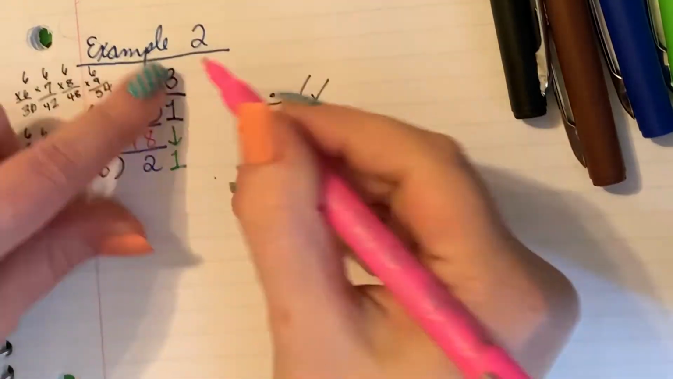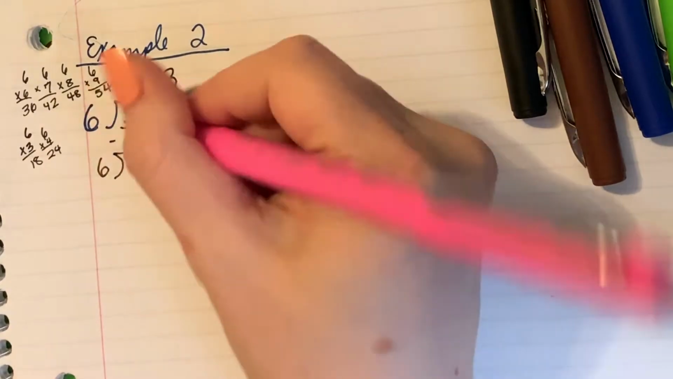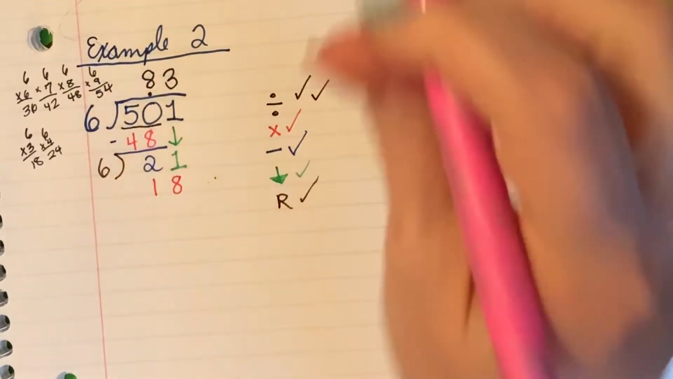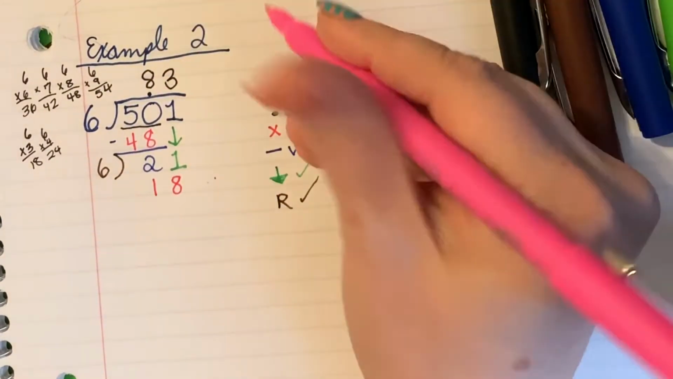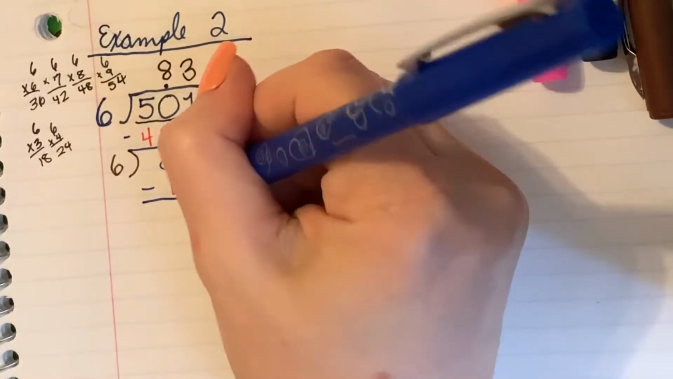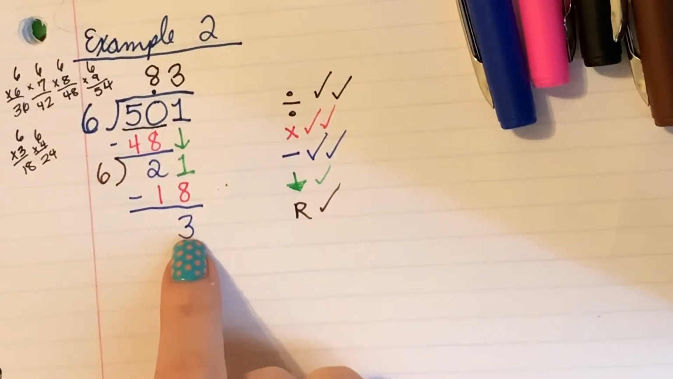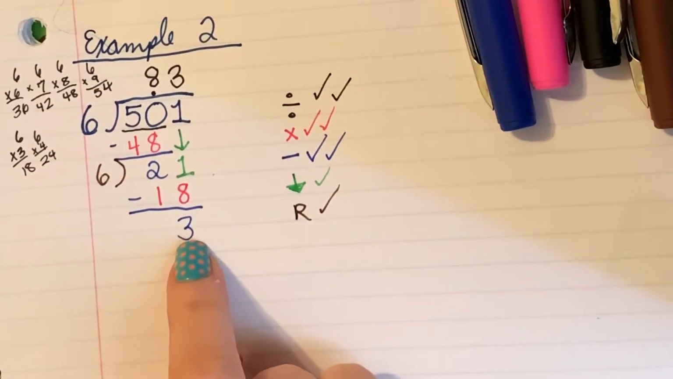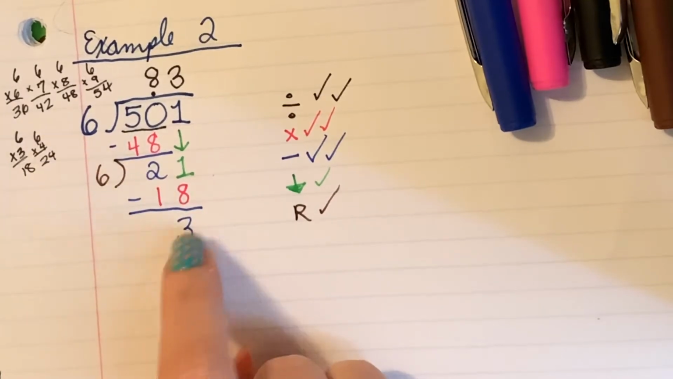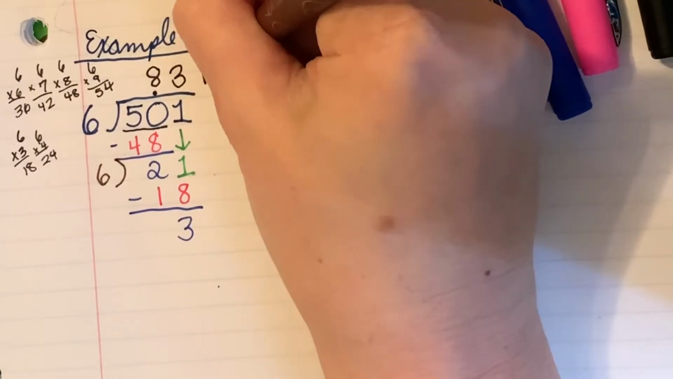Mom says multiply. 3 times 6 is 18. Sister says subtract. That is 3. Nothing to bring down, so nothing to repeat. So this becomes the remainder. This is a remainder of 3.